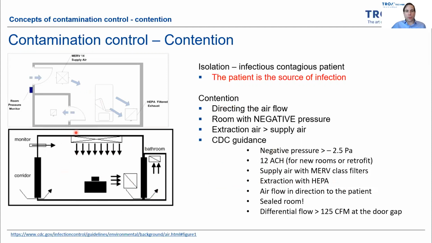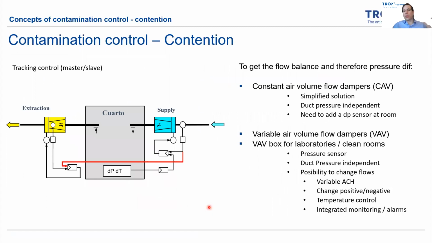The airflow is in the direction of the patient and extracts close to the patient. This room has to be sealed, so the windows are not going to be open. And besides the negative pressure that we want here, we will have a difference between supply and extractor of 125 CFM. How do we do the control of flows? We are extracting less than we are injecting, so we need to balance that. And we can do it with volume flow control boxes.